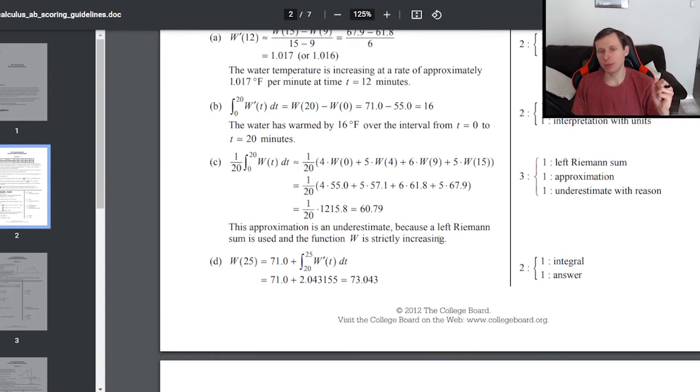For part C, it's 3 points. 1 point for the left Riemann sum, which they didn't even write the answer for. But they have all the work here, and I'm pretty sure that this is exactly what we did. It's the area of the 4 rectangles. You get 1 point for the approximation, which is the 60.79 answer, and 1 point for saying an underestimate with the reason. This approximation is an underestimate because the left Riemann sum is used and the function w is strictly increasing. Exactly what we said. And then part D, that's the wrong answer.